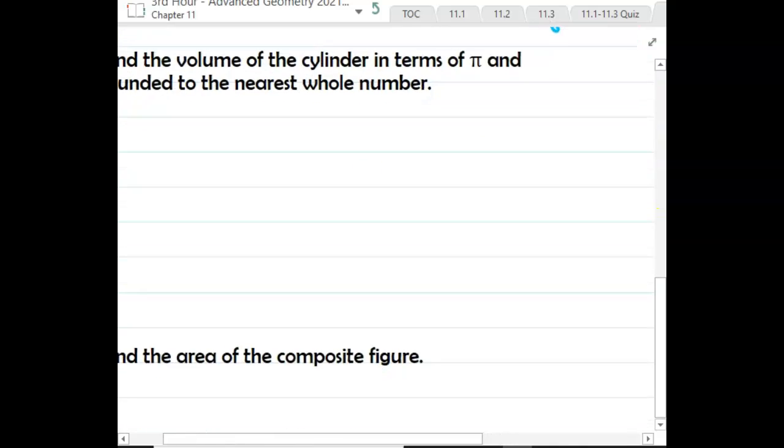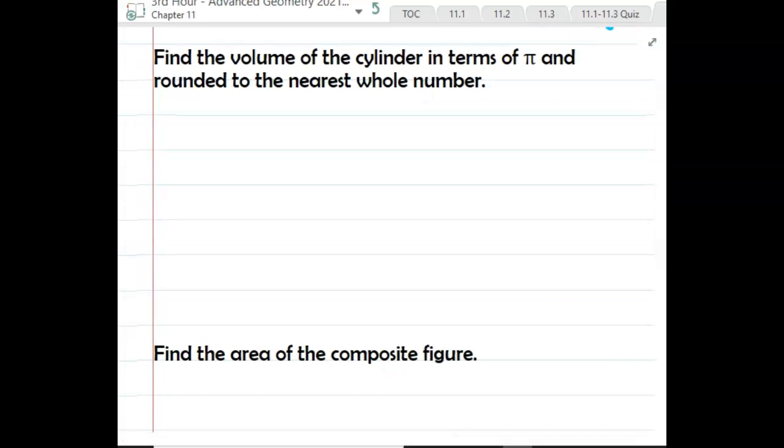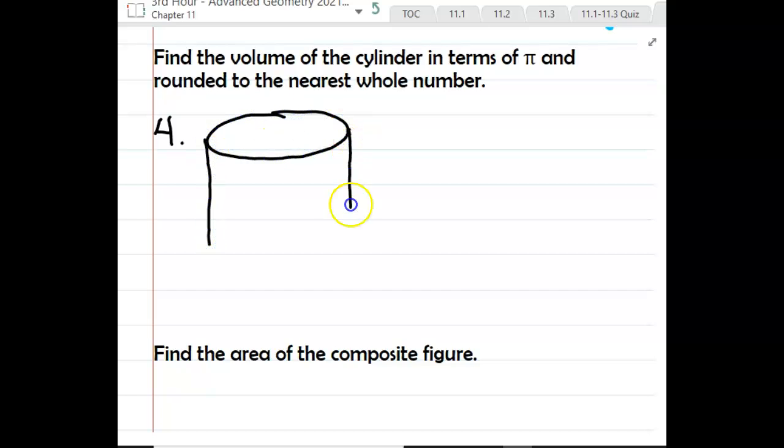Okay, let's do one cylinder. The cylinders are pretty simple. Read the directions when you get to your homework. I'm pretty sure they say the same thing. We want to find the volume in terms of pi, but then we also want to estimate, so we're going to plug it into our calculator and round to the nearest whole number. So number 4, let's draw our cylinder.